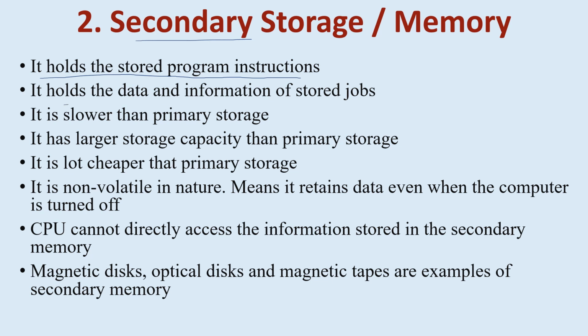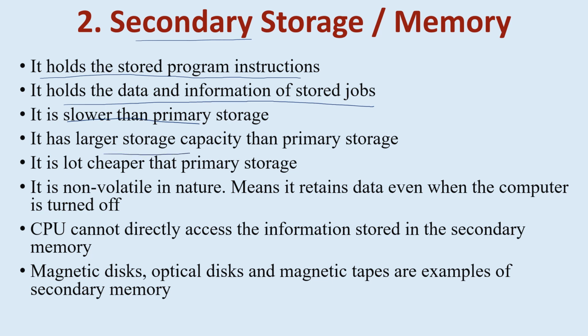It holds the data and information of the stored jobs. So whatever data is needed, and other relevant information for those programs, all that data is stored permanently in the secondary storage. It is slower than the primary storage. Its processing speed or its read and write speed is slower than the primary storage.